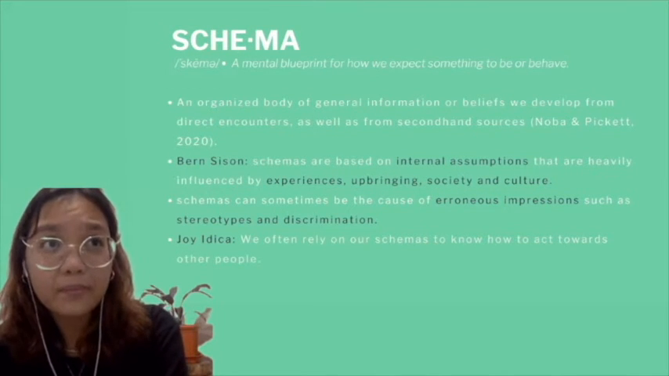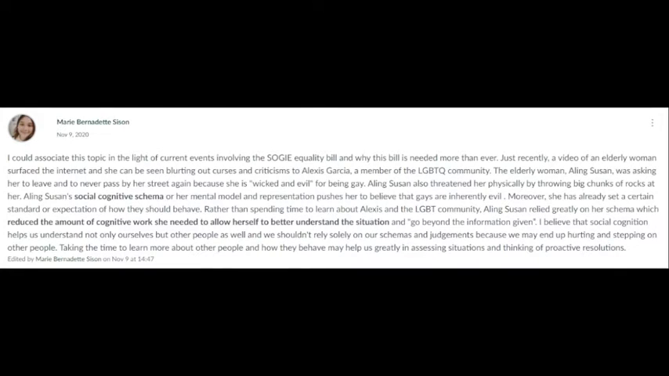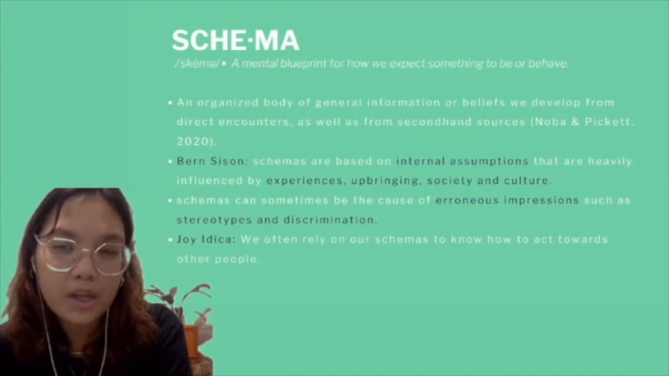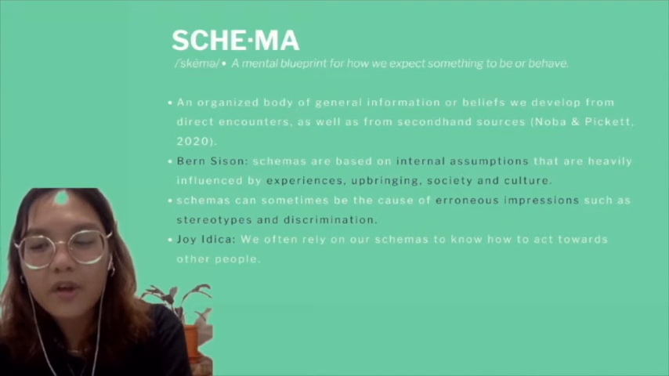Like the example that I gave in the discussion, wherein a lady was judging a person from the LGBT community because of her schema, or what she believes in. She believes that these people are evil. She believes that these people have hidden agendas. We can say that this is part of the old lady's schema. It was built in her head that people from the LGBT community are evil, or they have hidden agendas, or they're not pure because of what they are.